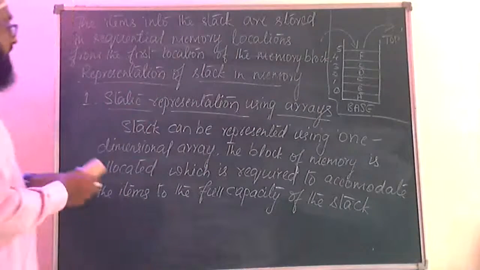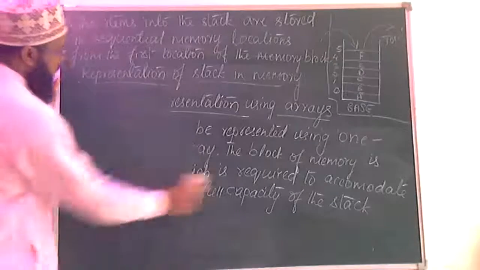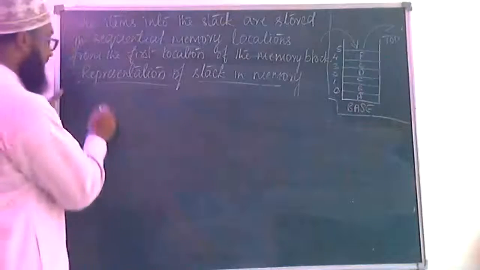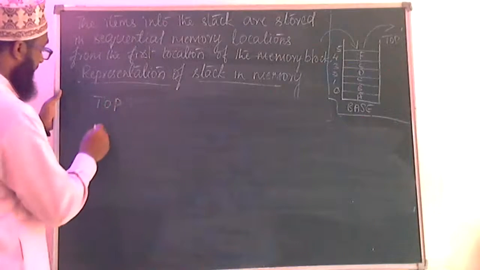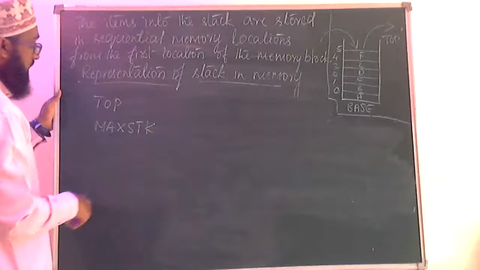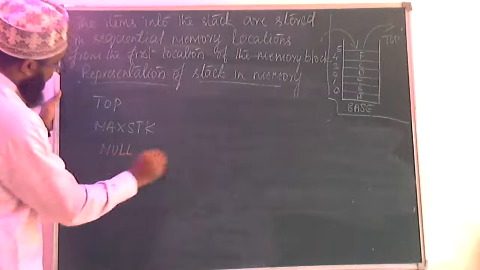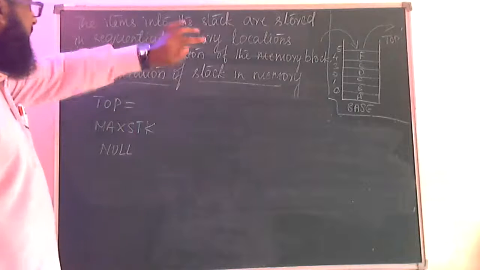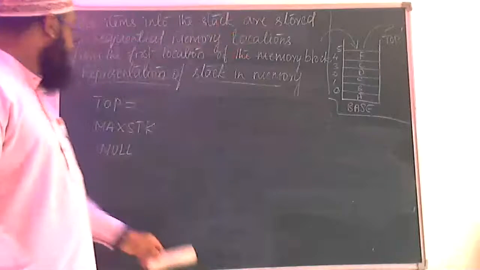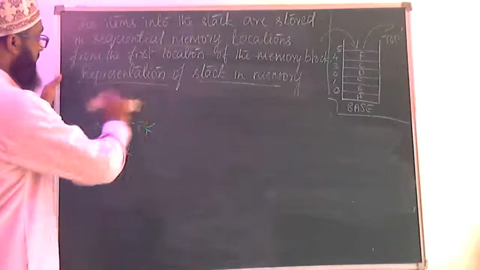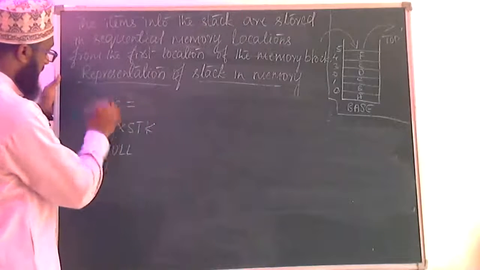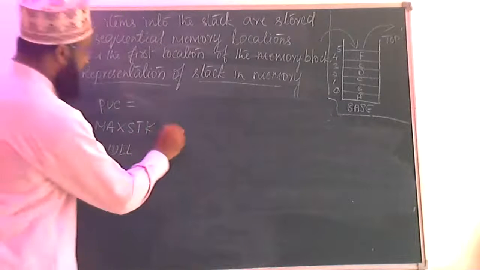Now, we shall take one example. There are three things we have to take. One is top, another one is max stk, and the last one is null. Top means, don't get confused, top means here base. We will take some different name here: PUC, max stk and null.